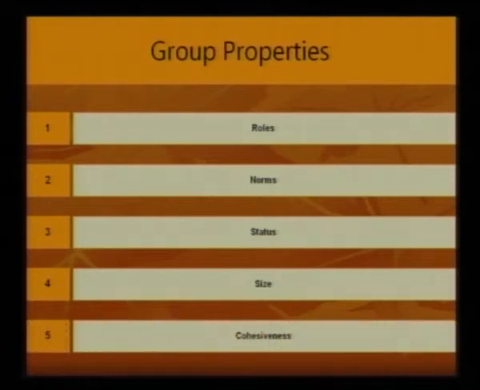Now, when you talk about group properties, there are 5 main properties here. The first one is rule, and of course we are going to discuss in detail all those points, but first let us go through them. The second one is norms, status, size, and cohesiveness. Those are the 5 main elements that we are going to discuss. Of course, we are going to start with the first one, which is rules.